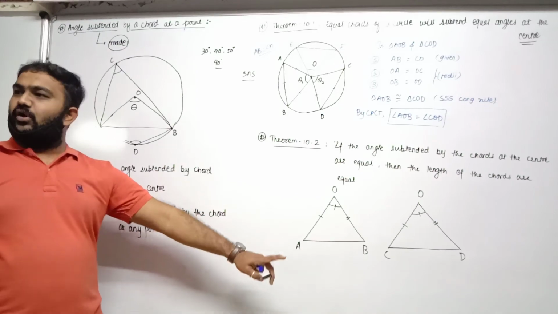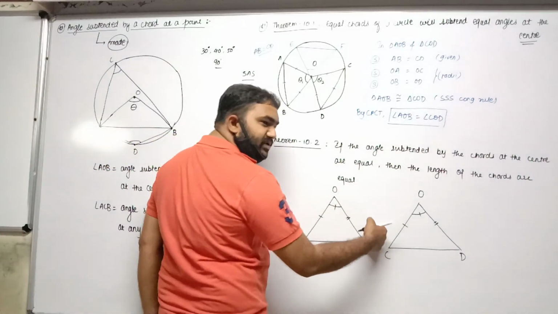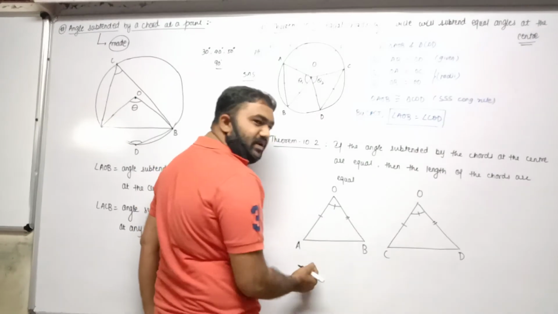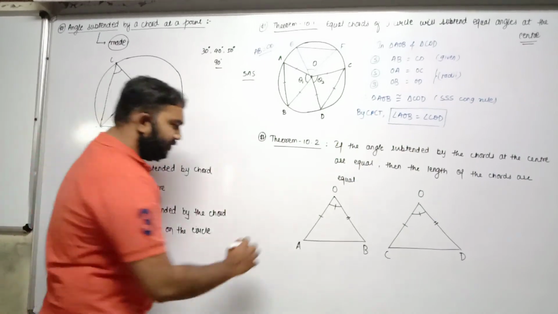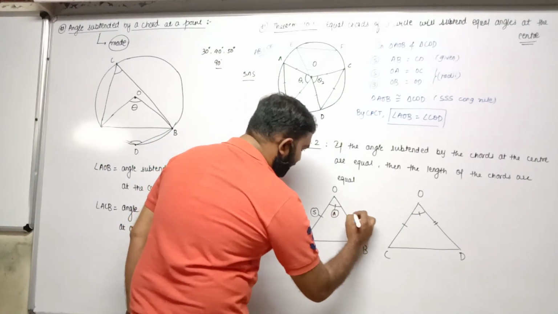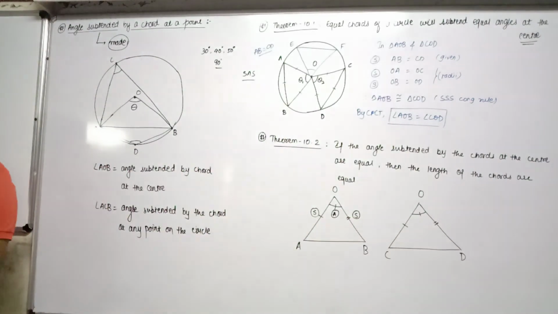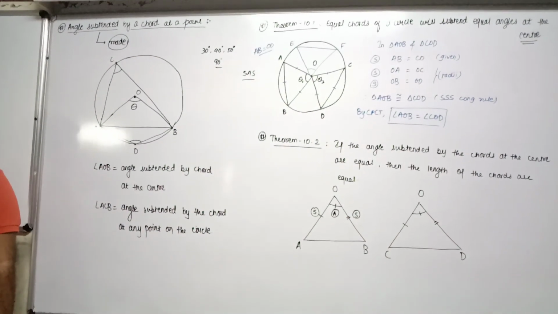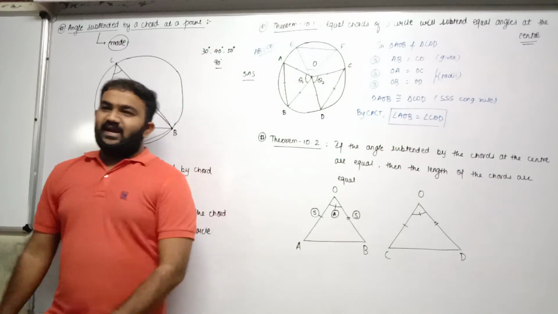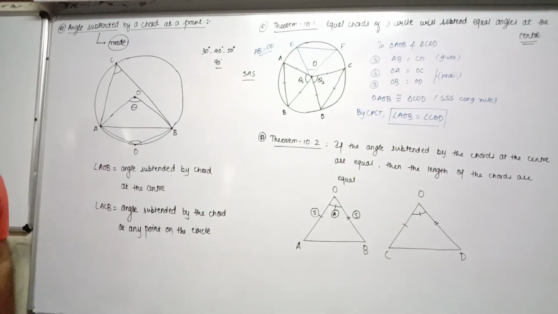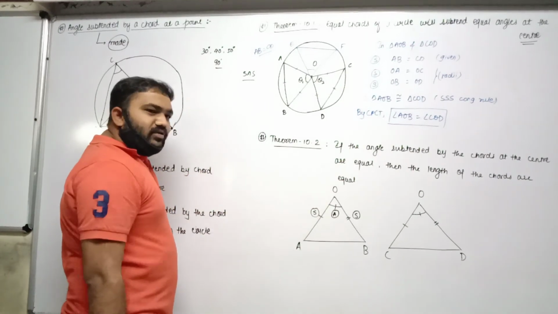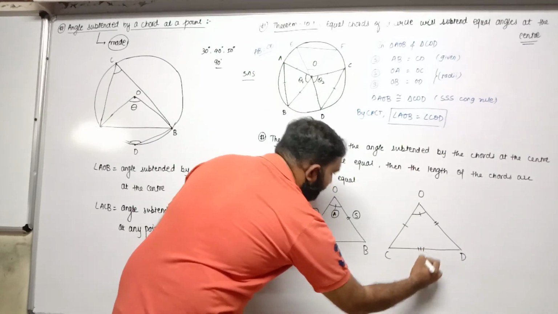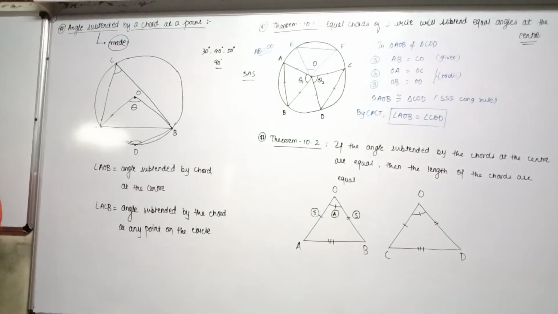Now you can just see the congruence. OA equals OC, angle AOB equals angle COD, and OB equals OD. Hence by side, angle, side, because the angle is included in between the sides, this will give us the SAS congruence rule. By that rule, these two triangles are congruent. Then by CPCT, we can say that AB equals CD.